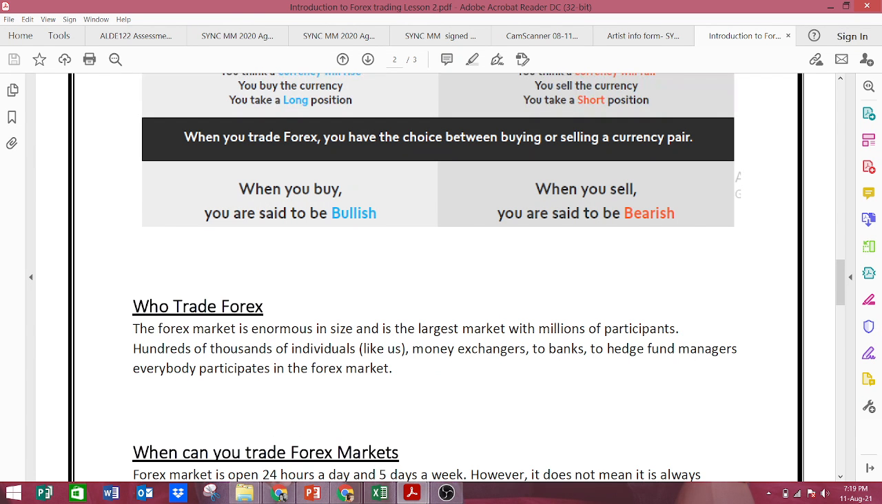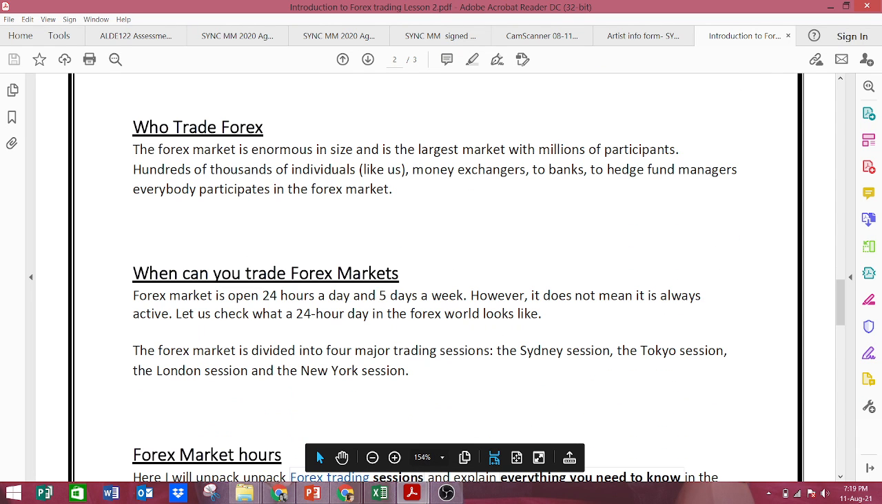Okay, let's move on to the next topic. Who trades Forex? The Forex market is enormous in size and is the largest market with millions of participants. This was also covered in the introduction, lesson one. Hundreds of thousands of individuals like us, money exchanges, banks, hedge fund managers, everyone participates in the Forex market. Okay, when can you trade Forex markets?